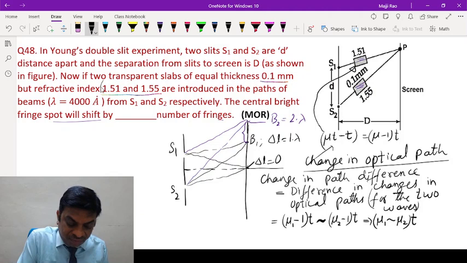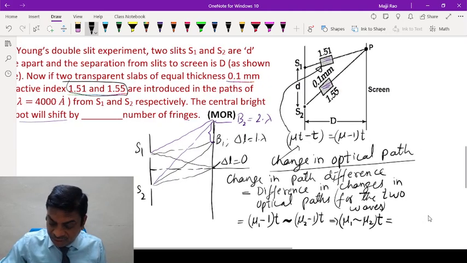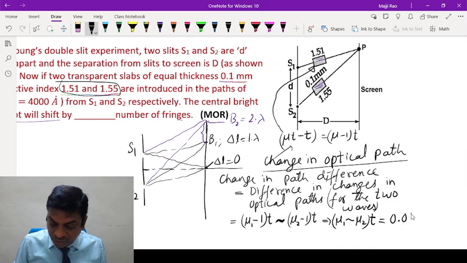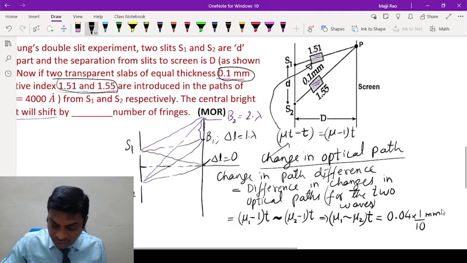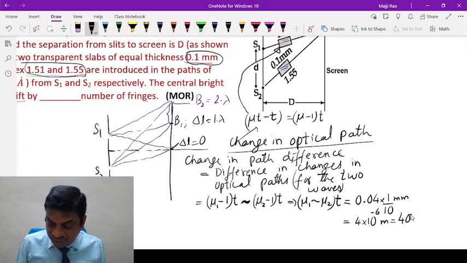Okay. So what is the difference in refractive indices? You can see 0.04 into 0.1. So this result will be 0.04 multiplied by 0.1 mm. 0.1 means 1 by 10 mm. Okay. So I can write this as 4 into 10 power minus 6 meter. Or I can also write this, if I multiply and divide by 10 power 4, in terms of angstrom also.